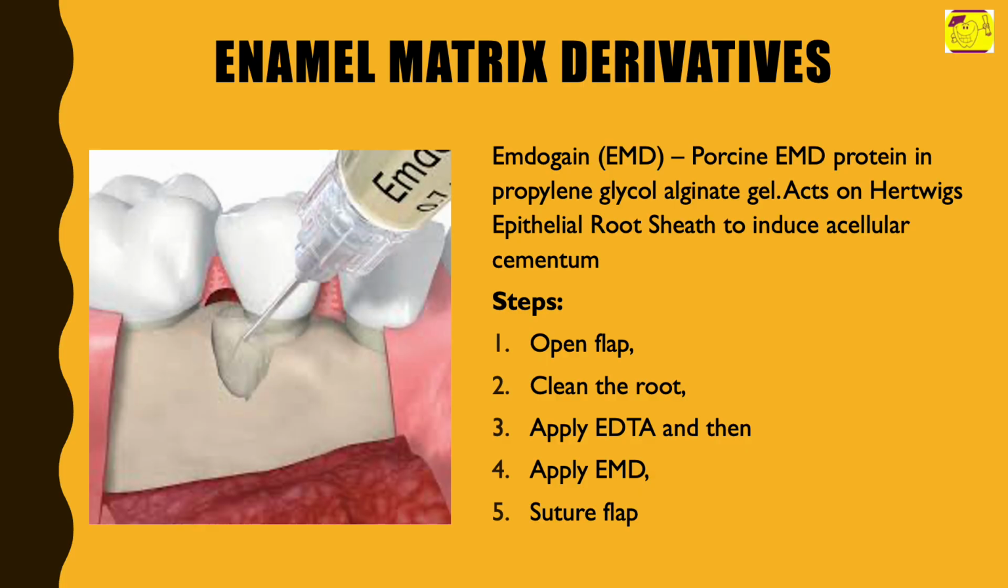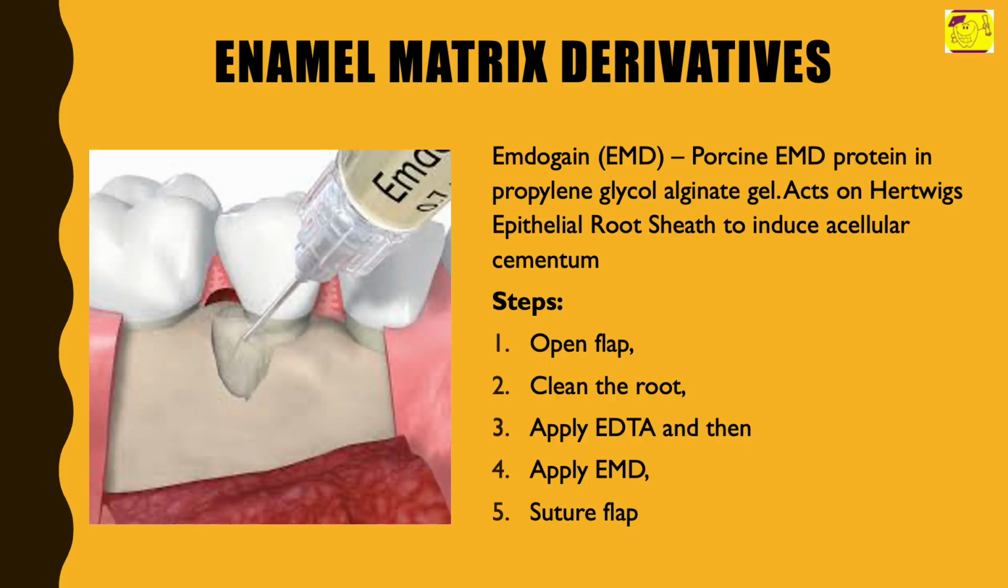Moving on to enamel matrix derivatives, famously called EMD. The usage of EMD has its cultural restrictions because it's porcine derived, and it is composed of propylene glycol alginate gel, and it acts basically on the Hertwig's epithelial root sheath along the root surface in order to induce acellular cementum.